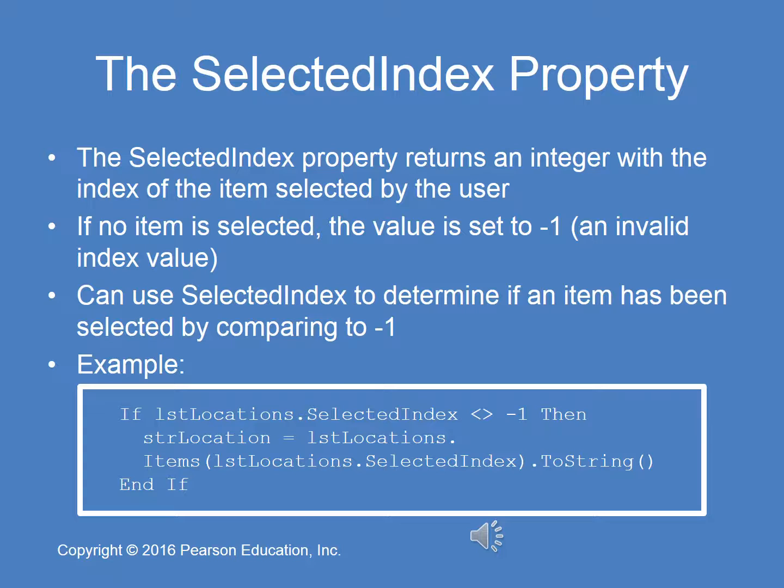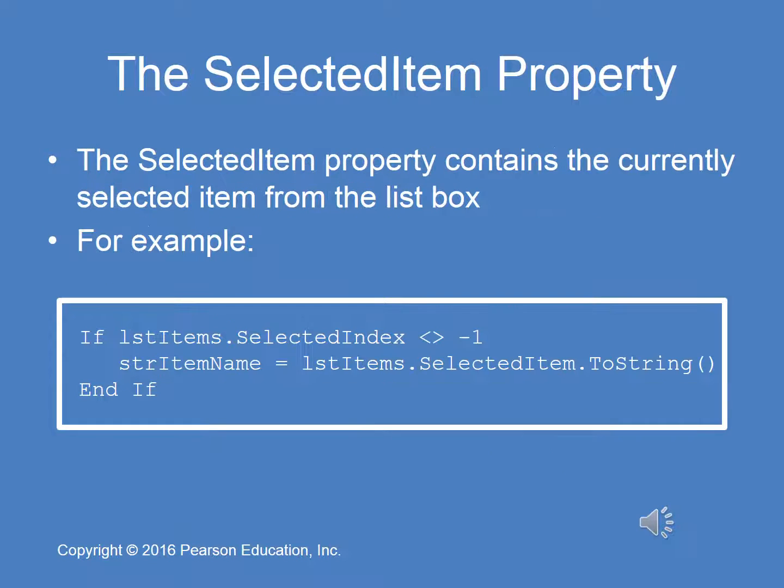So we can use SelectedIndex to determine if an item has been selected by comparing it to -1. And here's some code that does that comparison. You can see the not equal to -1 and then whatever. The SelectedItem property contains the current selected item from the list box. I want you once again to take a close look at the coding in the tutorial I posted for 5-1.